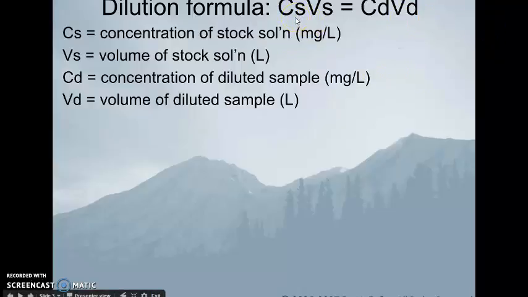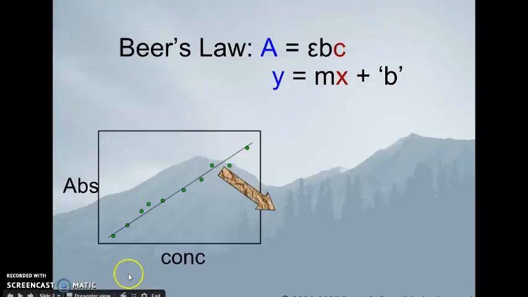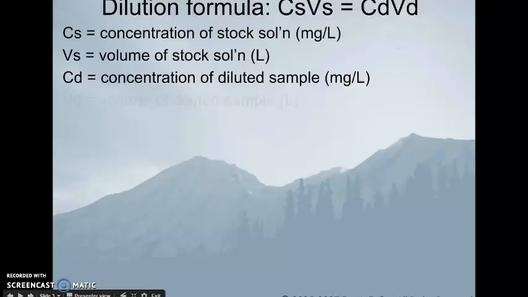The concentration of the stock, we'll know, it's on the side of our bottle. So as long as we know the volume of our stock solution that we put into our dilution, we should be able to calculate the concentration of the diluted sample. This is the concentration of the diluted sample that will be on our x-axis in our graph. So we're making several solutions of different concentrations.